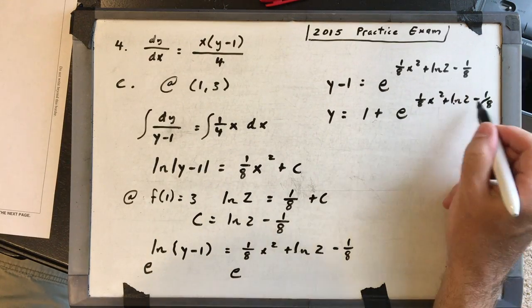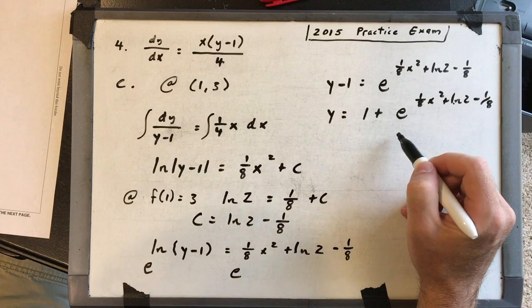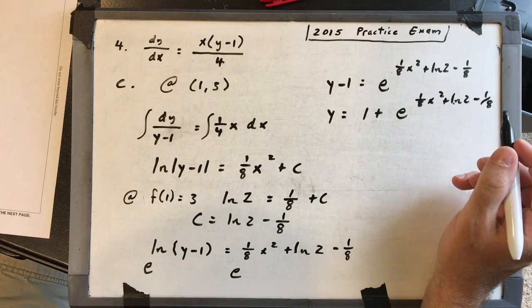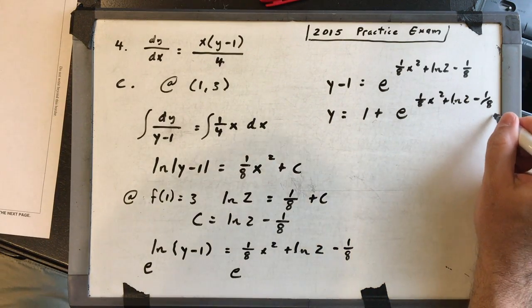We could do more. e to the natural log of 2 is 2, so I guess we could bring the 2 out front there, but I'm not going to do that. I'm just going to leave it like this.